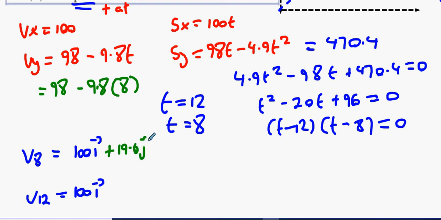And what about the other one? If we replace that with 12. All right, so we've established that both velocities are the same. I haven't got full marks, so I've left 3 on the table. Anybody care to tell me where?